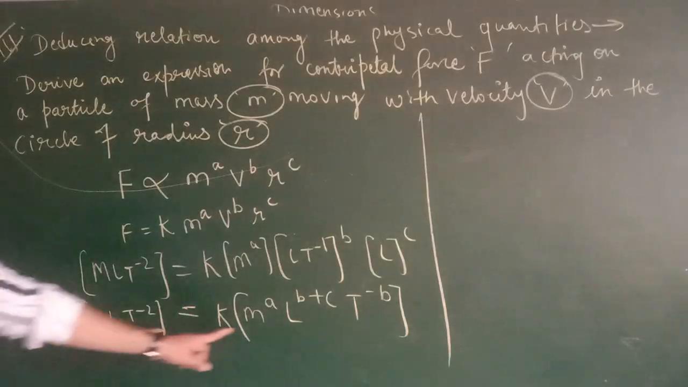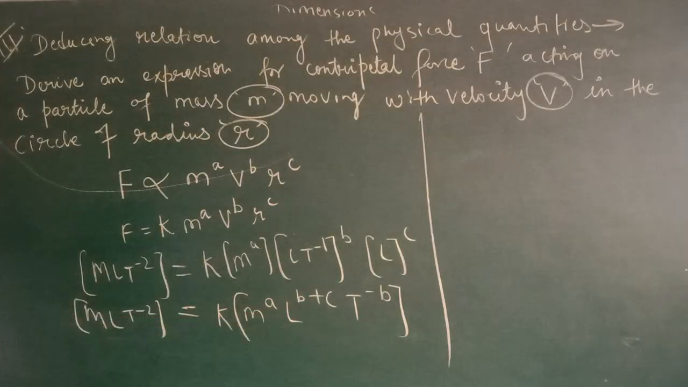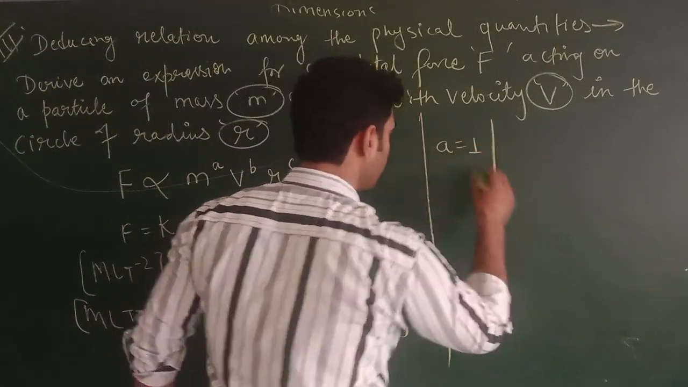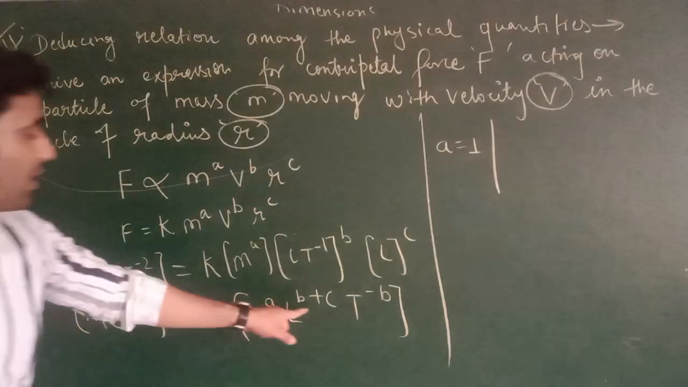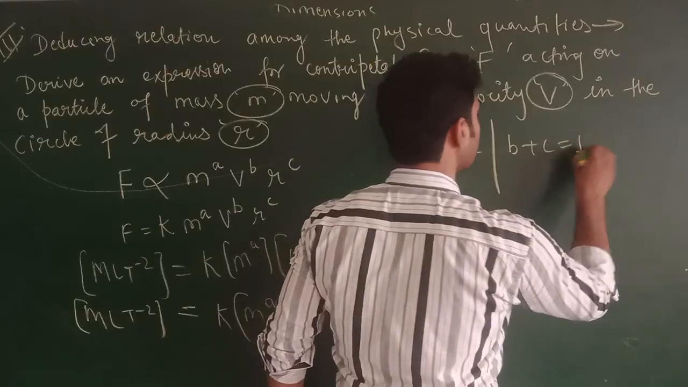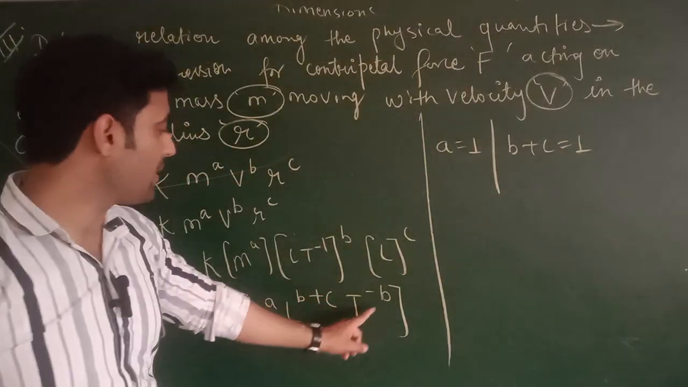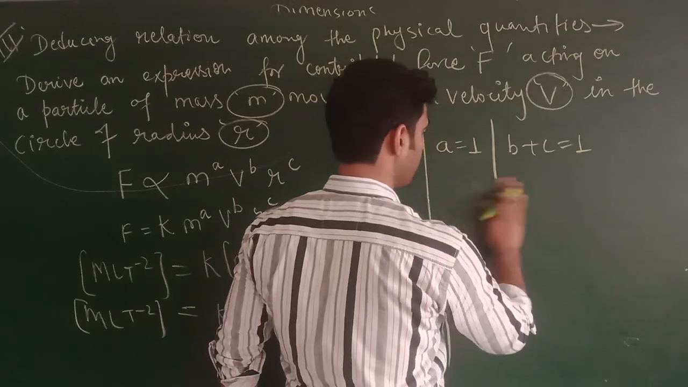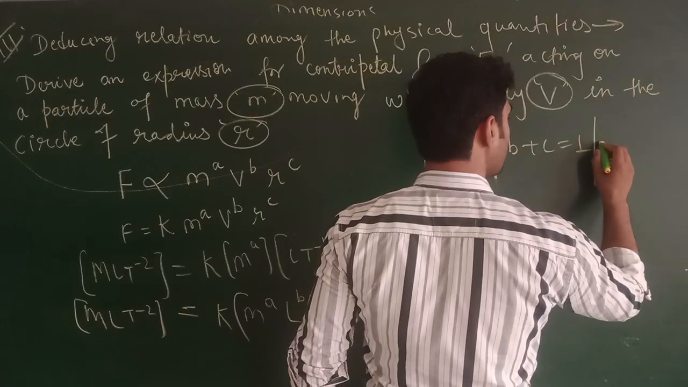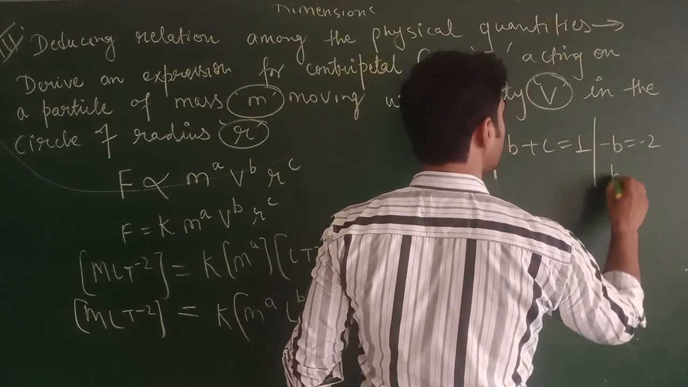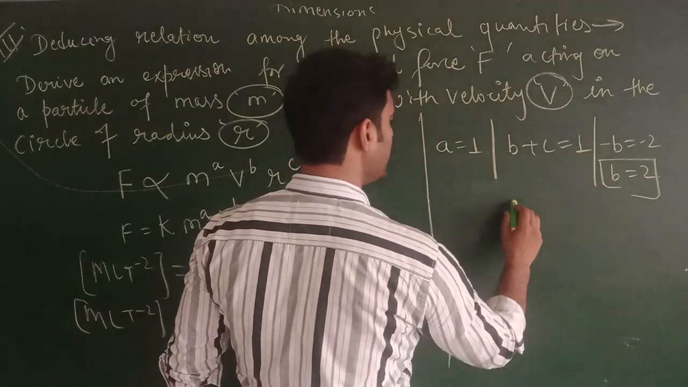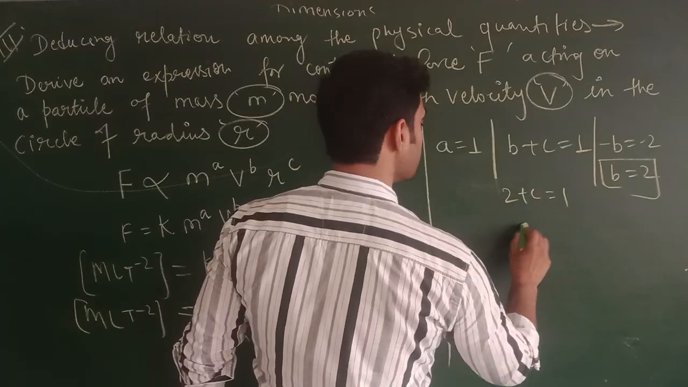Let's compare mass with mass, length with length, and time with time. So M power 1, M power a. So a equals 1. Second, L power 1, L power b plus c. So b plus c equals 1. T power minus 2, T power minus b. So minus b equals minus 2, b equals 2. So from here, let's put the value of b. So 2 plus c equals 1, c equals minus 1.